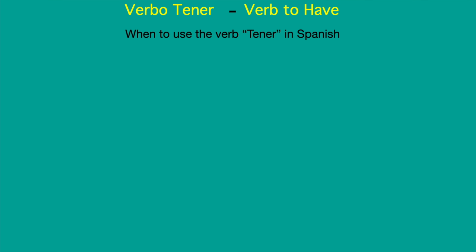the next part is going to be when to use the verb tener in Spanish, which is going to be different. First, we use it to show possession. That would be the first one. And it's similar to when we use the verb to have, to show possession of something, right?